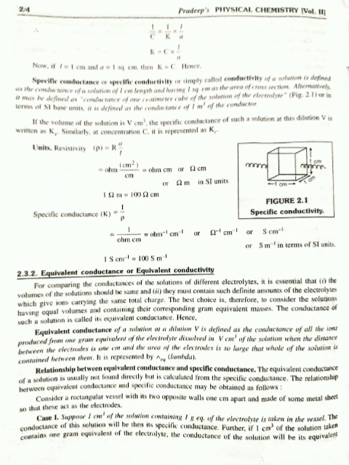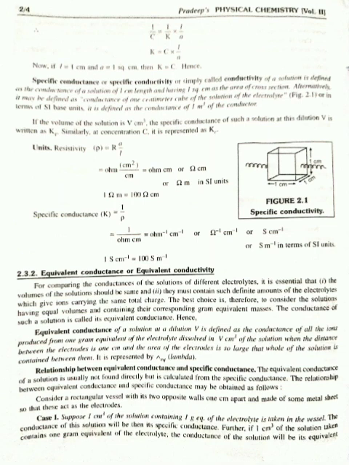For comparing the conductance of the solutions of different electrolytes, it is essential that, first, the volumes of the solution should be the same, and second, they must contain such a definite amount of the electrolytes which give ions carrying the same total charge. The best choice is therefore to consider solutions having equal volumes and containing their corresponding gram equivalent masses. The conductance of such a solution is called its equivalent conductance.